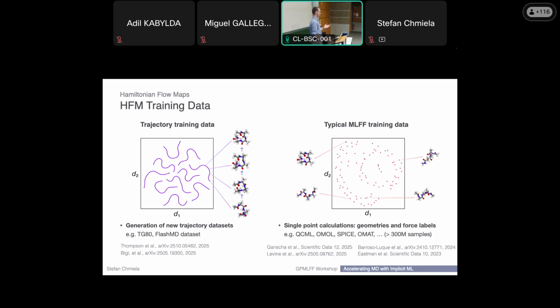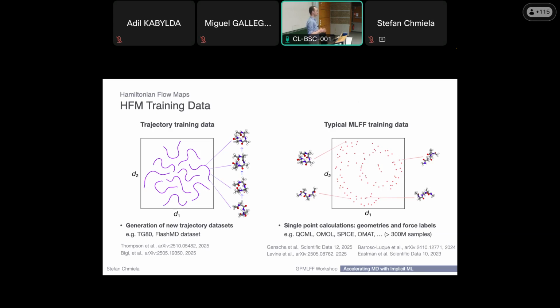But as we all know nowadays, usually the data sets that we train the general purpose models on are a mixture of many existing data sets, like for example QCML, OMO, SPICE, and so on. And they already exist, and of course we would like to use them, right? So we don't want to rely on our own data, we would like to use the existing data sets.